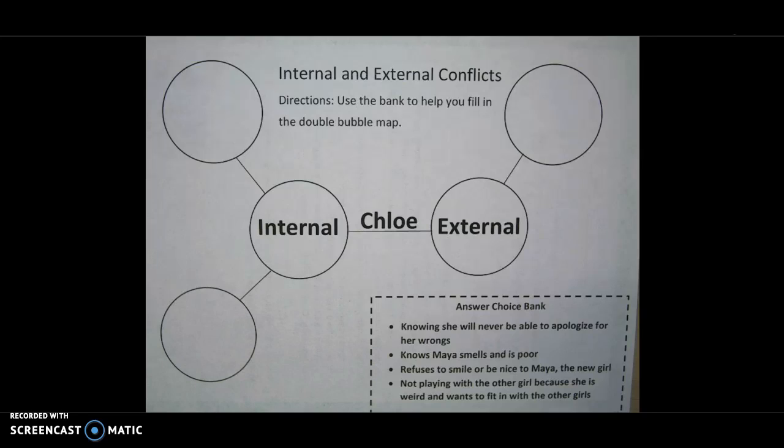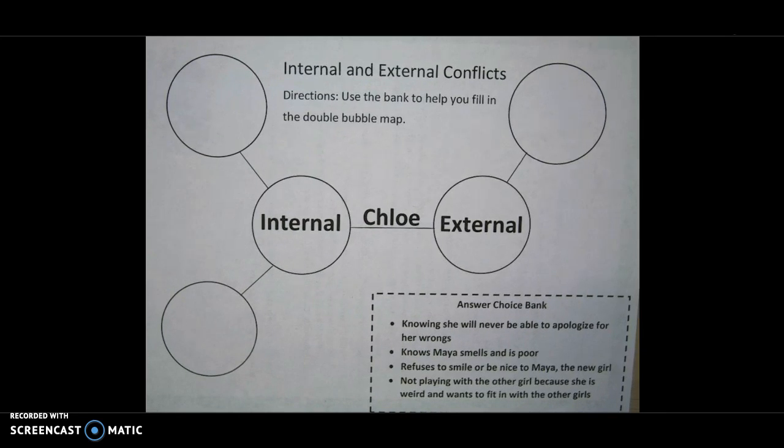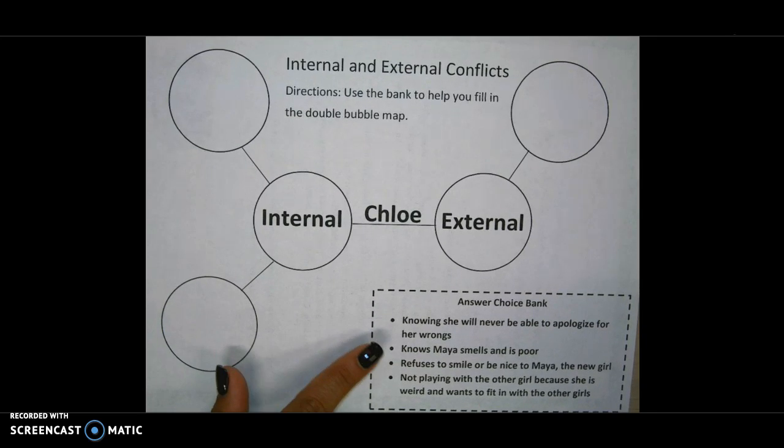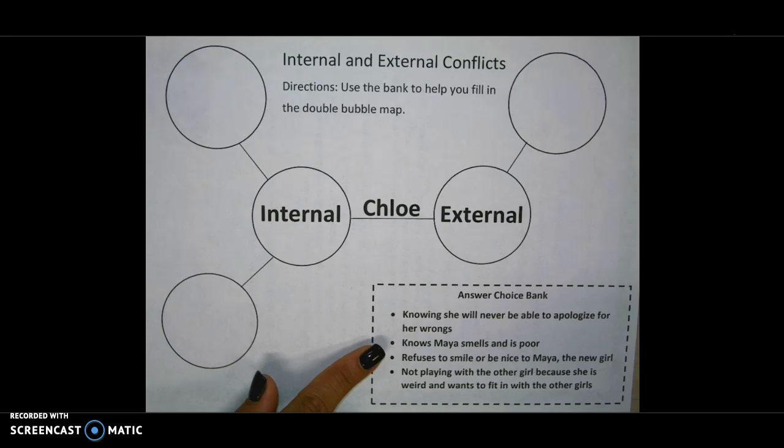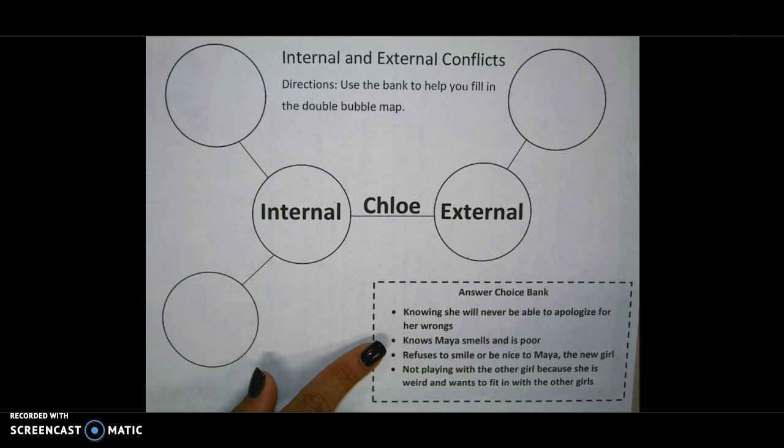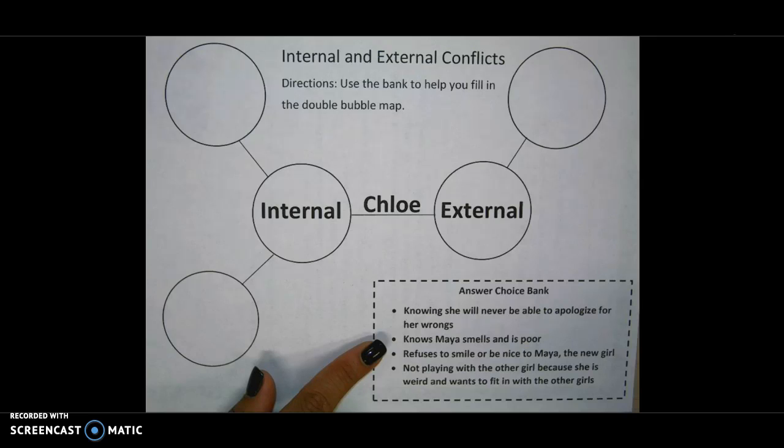Internal and external conflicts. Directions. Use the bank to help you fill in the double bubble map. Answer choice 1. Knowing she will never be able to apologize for her wrongs. Answer choice 2. Knows Maya smells and is poor. Answer choice 3. Refuses to smile or be nice to Maya, the new girl.